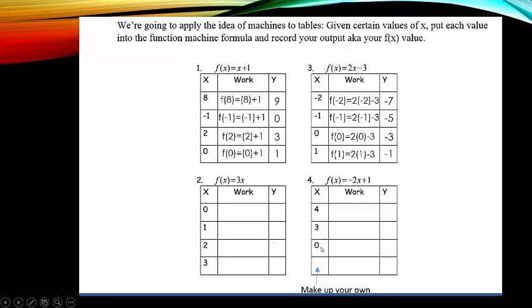But notice in number 4, there's no x here. You must make up your own. So you have to pick something that has not been used as an input, make up your own input, and then get your output from that. Please pause this video so that it doesn't exit while you're working.